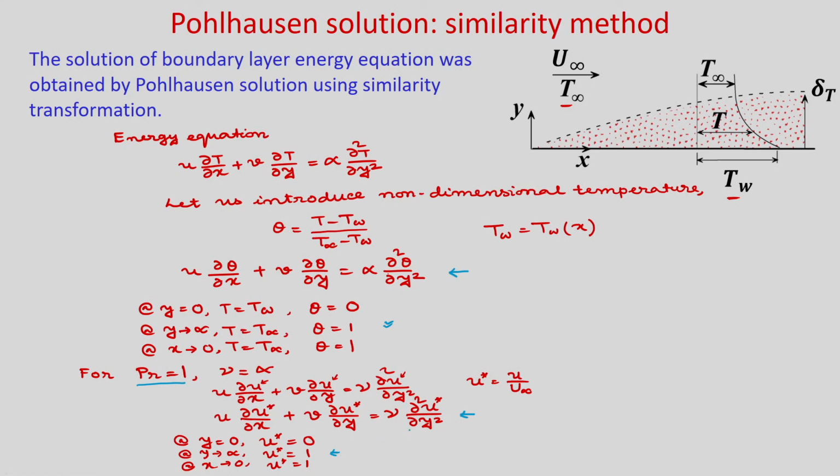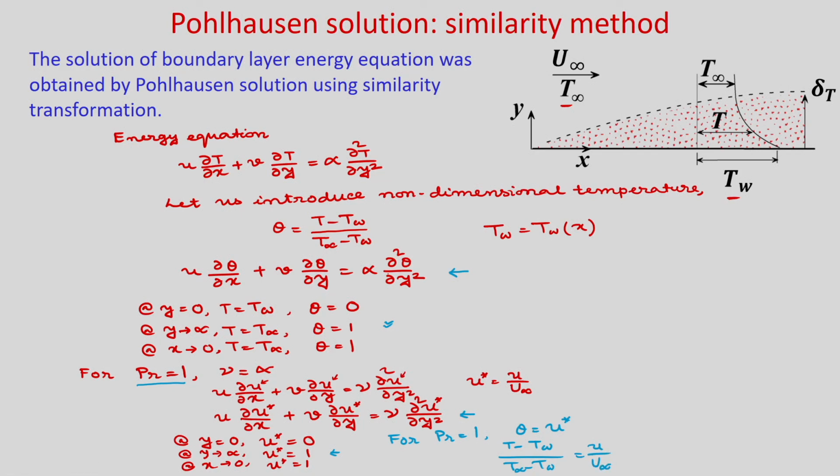So, you can write for Prandtl number 1, theta can be replaced with u star, that means you can write theta is equal to u star, that means T minus T w divided by T infinity minus T w is equal to u by u infinity.